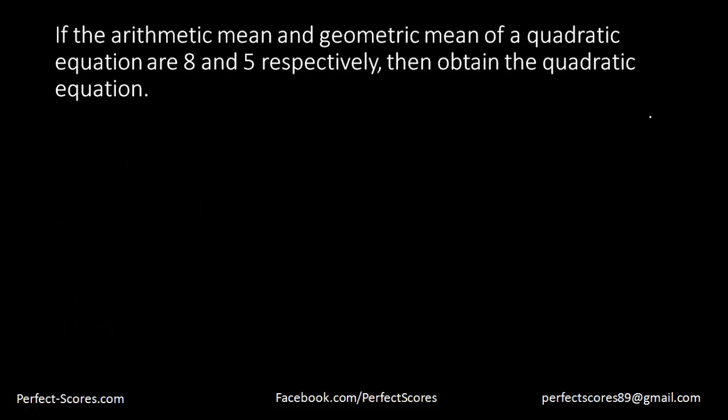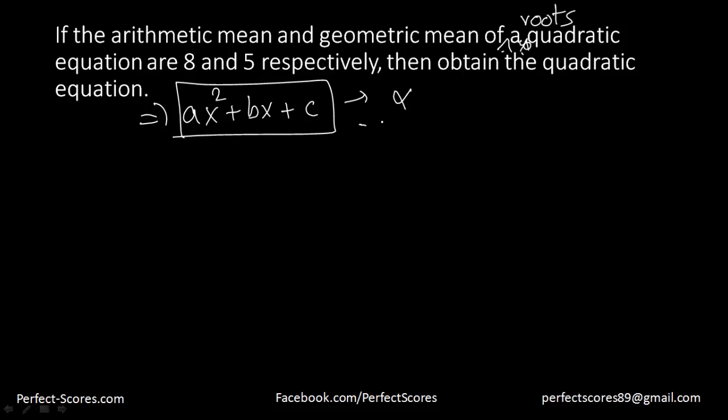Now this question says that the arithmetic mean and the geometric mean of the roots of a quadratic equation are 8 and 5. So I'm talking about the roots. A quadratic equation's general form is ax square plus bx plus c. Let's suppose there are two roots of a quadratic equation, alpha and beta. For the sake of simplicity, I'm going to call them p and q.